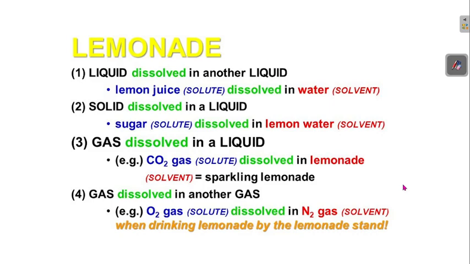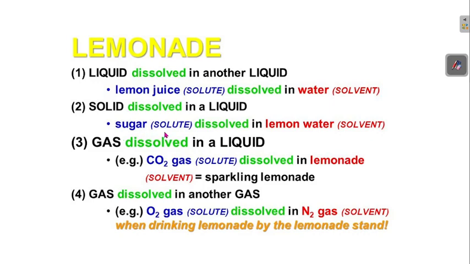Another example, to make sure that you understand that a solution can then be mixed with another thing and create another solution, and mixed with another thing to create a new solution. So for example, liquid dissolved in another liquid. You have lemon juice is your solute here. Dissolved in water, water is your solvent. You have created a liquid solution of lemon juice and water. Okay, great.